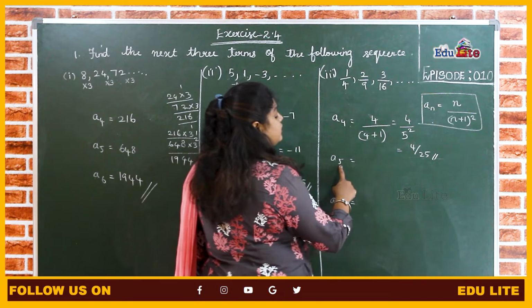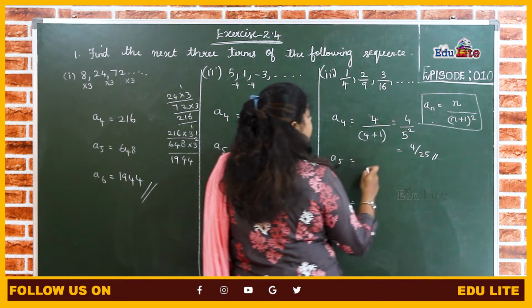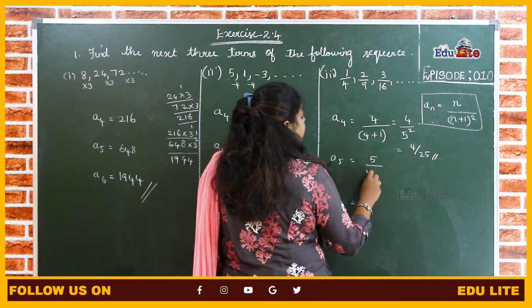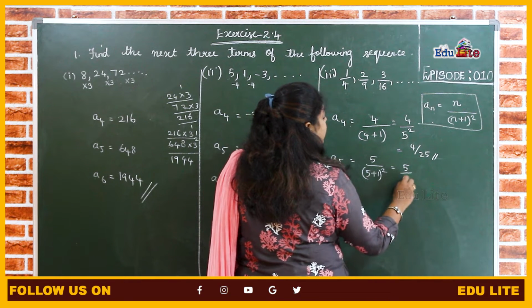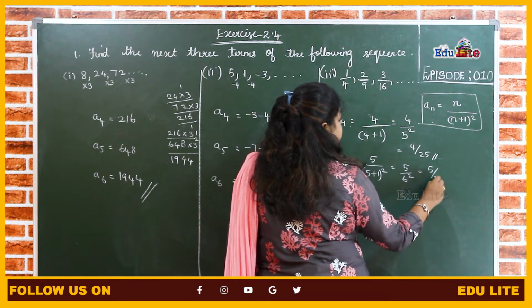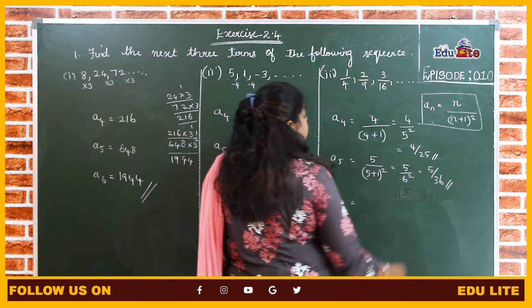Next, we apply the value of n as 5. Therefore, 5 by (5 plus 1) squared. So, 5 by 6 squared, 5 by 36. So, this is the fifth term in the sequence.